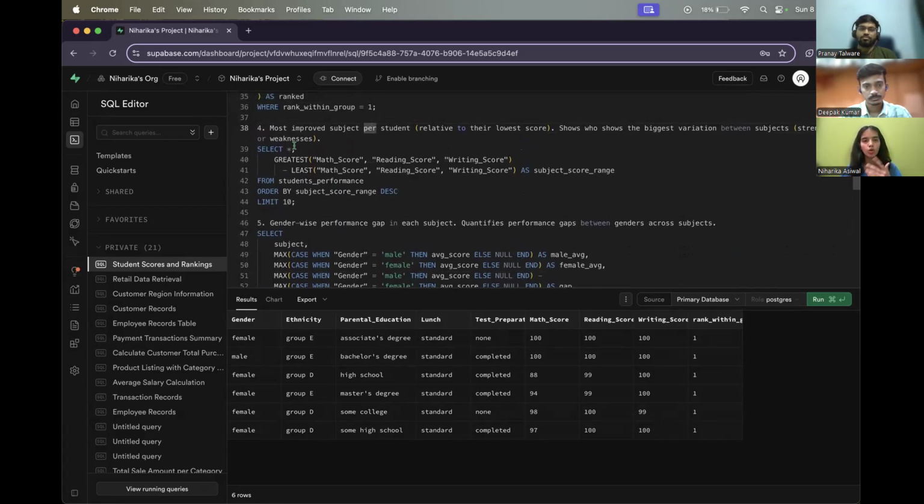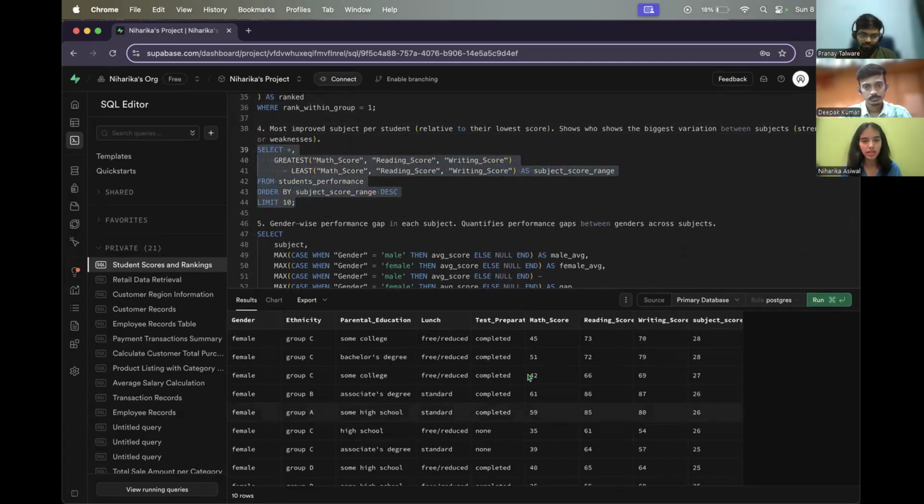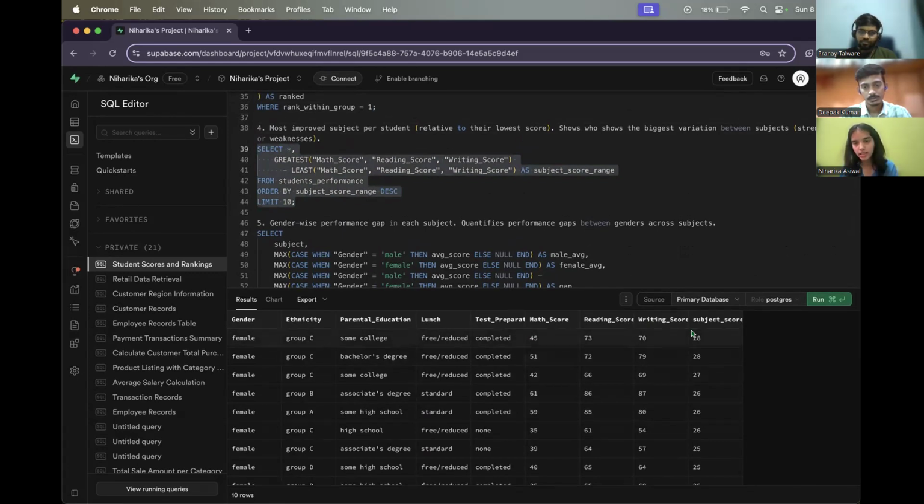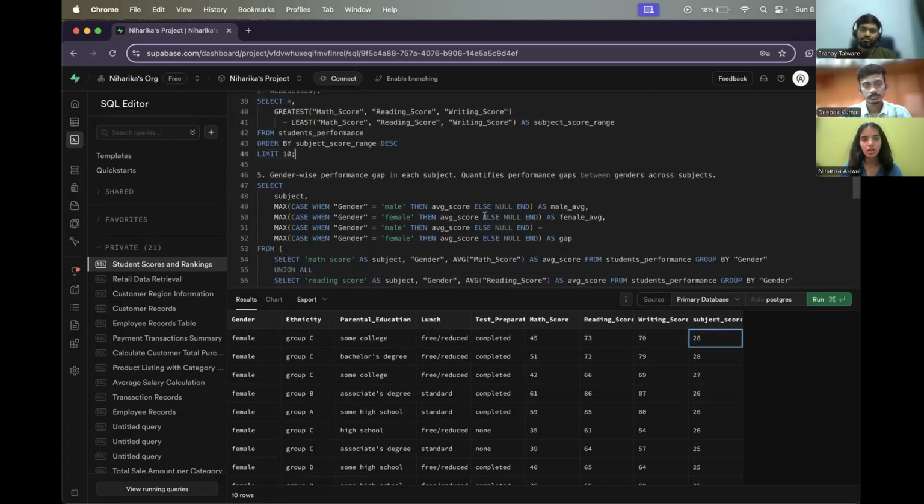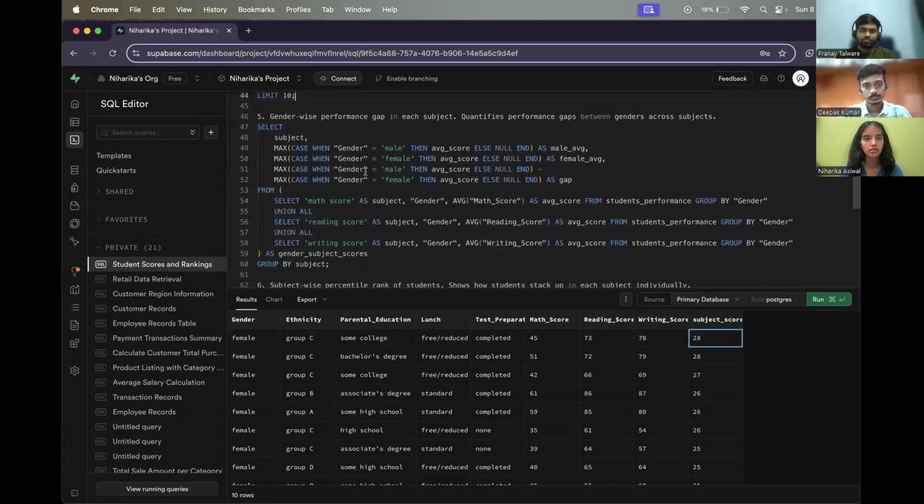This shows how well a particular student is in a particular subject, or if there are any strengths or weaknesses that they have. Let me run this, and we can see that this first student scored 45 in math, 73 in reading, and 70 in writing. If we take their best score, which is 73, and take the lowest score, which is 45, and subtract it, we will get a difference of 28, which is actually the largest in this whole group. So this student would need to focus on maths.